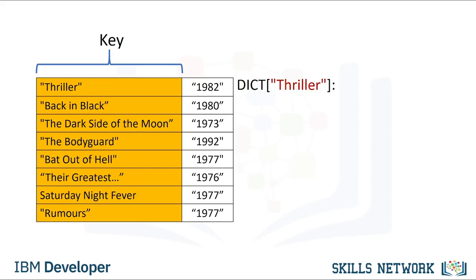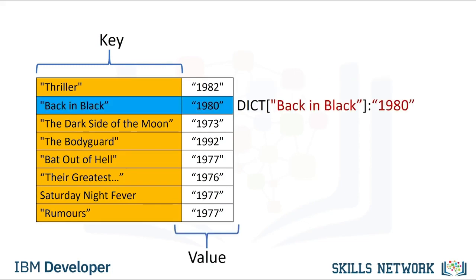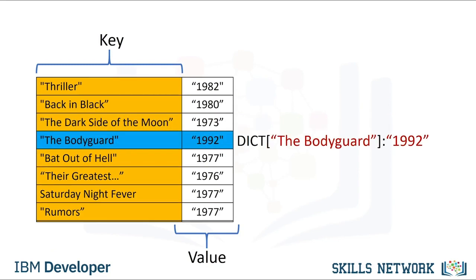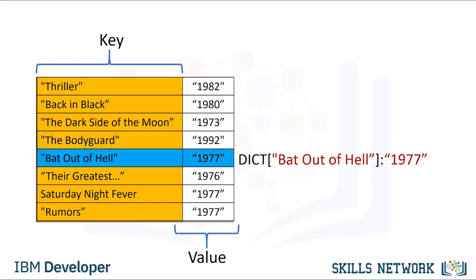We use square brackets. The argument is the key. This outputs the value. Using the key of Back in Black, this returns the value of 1980. The key The Dark Side of the Moon gives us the value of 1973. Using the key The Bodyguard gives us the value 1992, and so on.